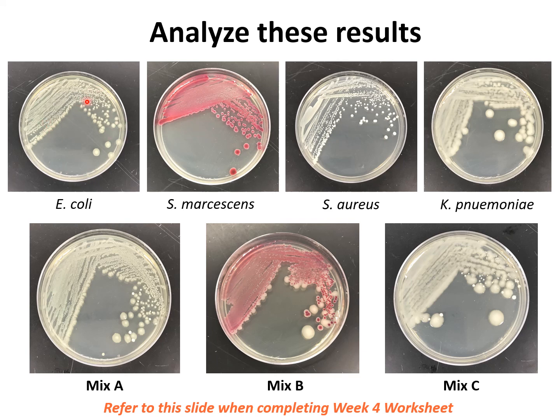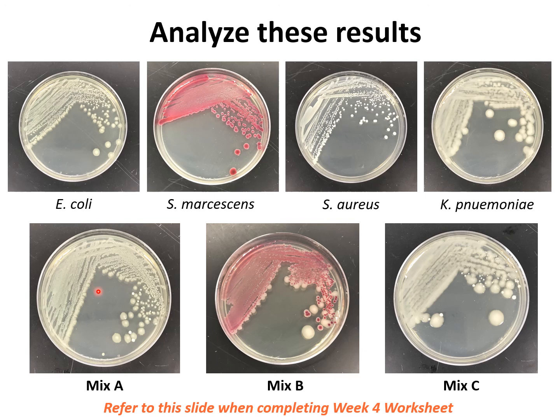So this is a pure culture streak plate of E. coli. Right here is Serratia marcescens. Right here Staphylococcus aureus. And then right here Klebsiella pneumoniae. So you see what S. aureus looks like, how their colonies look. You can see how Serratia marcescens looks colony-wise. Same thing with E. coli.